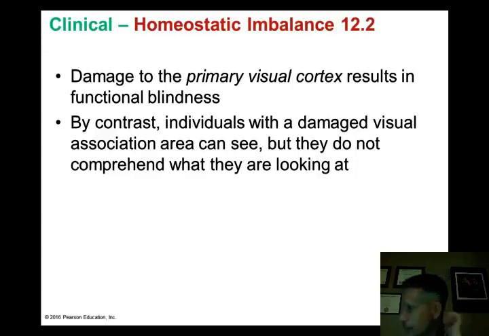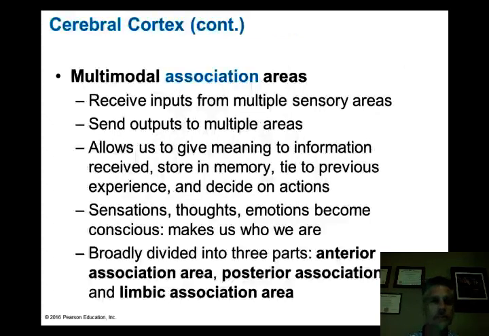If you have damage to the primary visual cortex in the occipital lobe, your eyes are still working, but you can be functionally blind. Your brain doesn't know what to do with all that sensory information anymore, and so you can't see, even though these organs are still doing their job. It's very interesting. Okay, association areas. Like we said, they take inputs and integrative information from a lot of different areas, bringing it all together and giving us a more comprehensive idea about the world around us.